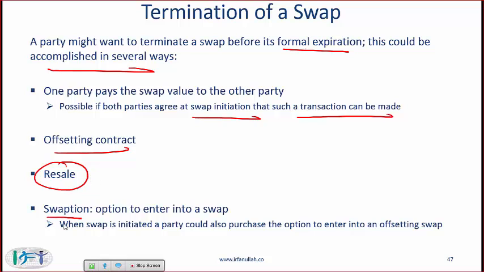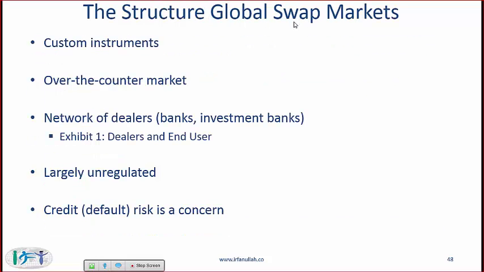Or you engage in a swaption, which is an option to enter into a swap. When you create your initial swap, you also get into a swaption that allows you to get out if you want to. And I know you are tired of hearing this, but this also is covered in detail at level 2. So if you are excited about this material, make sure you pass, and then there is a lot more good stuff coming up. Structure of global swap markets.